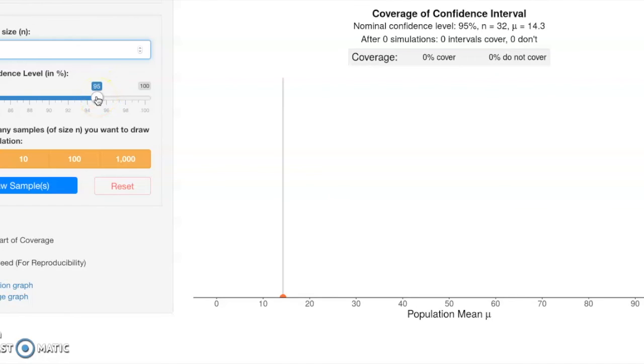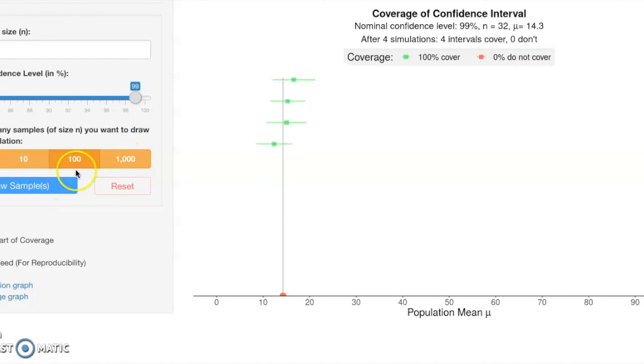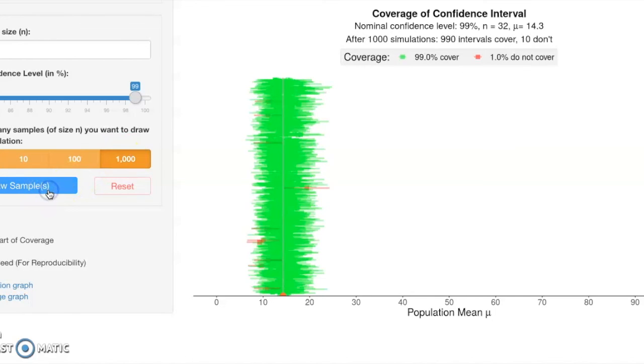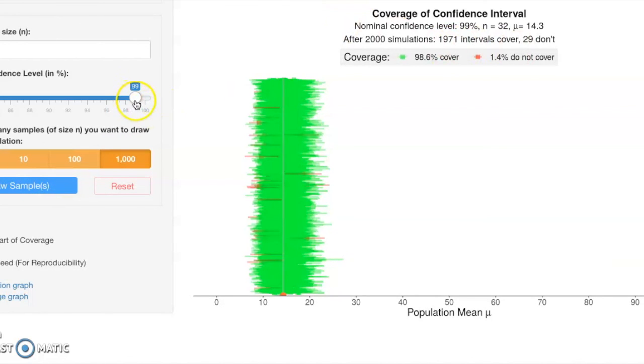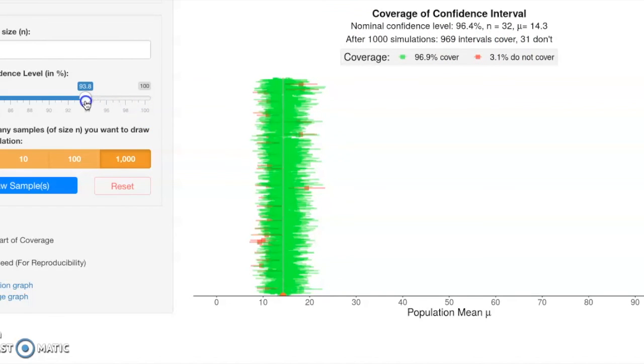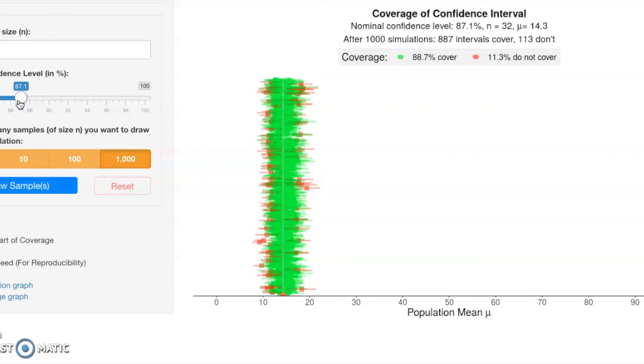The ultimate gist of the matter is this. The higher the level of confidence, the greater number of intervals will actually have the population mean within them. The lower the level of confidence, less and less of the created intervals will actually contain the population mean.